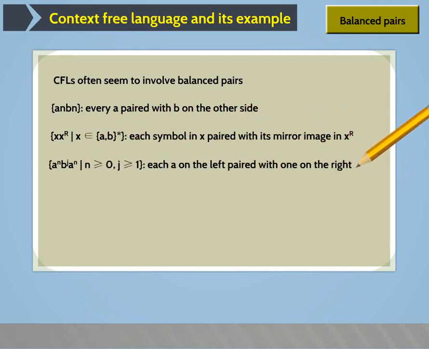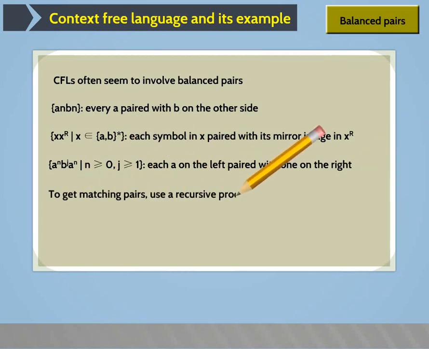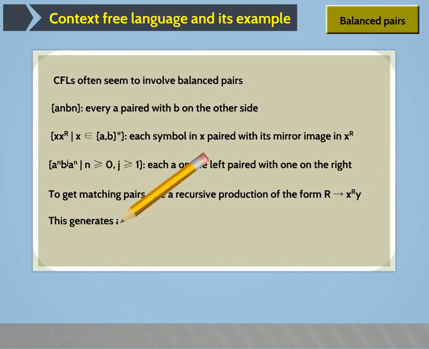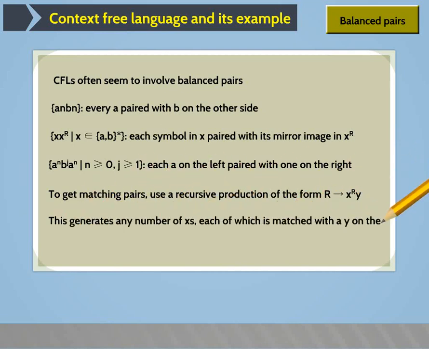a^n b^j a^n, where n is greater than or equal to 0 and j is greater than or equal to 1. Each a on the left is paired with one on the right. To get matching pairs, use a recursive production of the form R produces x R y. This generates any number of x's, each of which is matched with a y on the other side.